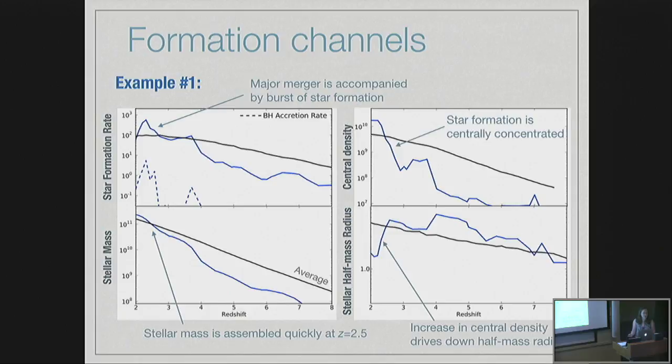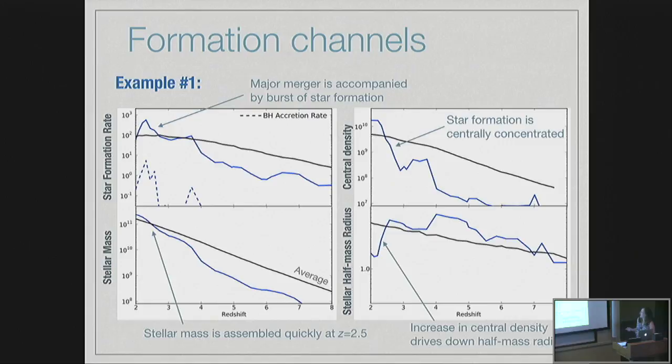If we look at star formation rate, which is in this panel, we see a big peak in star formation rate at the same time, accompanied by a peak in the accretion rate onto the supermassive black hole. And this peak in star formation rate didn't just come out of nowhere. It's coincident with the galaxy undergoing a major merger with another galaxy. If we look at the central density, so this is the stellar mass density in the central kiloparsec, we see at the same time that there's a leap of almost two orders of magnitude in central density. So this tells us that not only is there a lot of star formation, but that that star formation is very concentrated in the central kiloparsec of the galaxy.